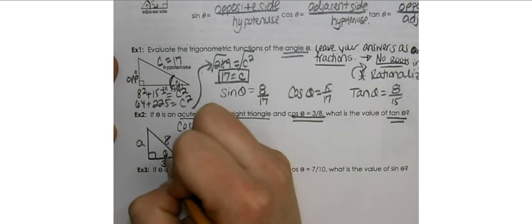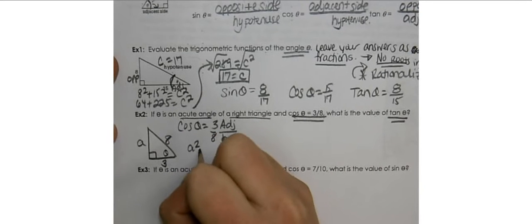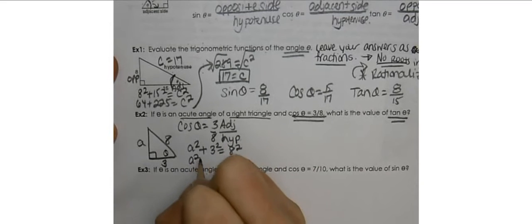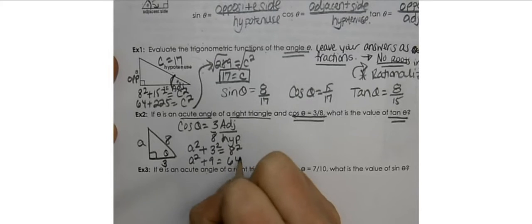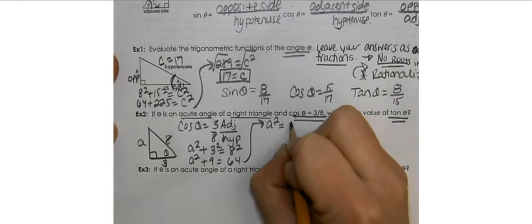And what I don't know is what my other side is. So before I identify tangent, I need to know the opposite over the adjacent. That means I need to find what A is, and I'm going to use the Pythagorean theorem to do so. So I'm going to write A squared plus 3 squared is equal to 8 squared. So I have A squared plus 9 is equal to 64. I'm going to subtract 9 on both sides, and I end up with A squared is equal to 55. I'm going to take the square root of both sides, and I find that A is equal to the square root of 55.